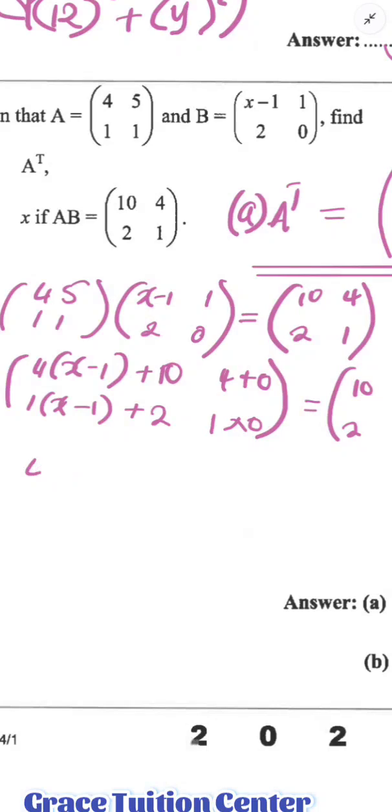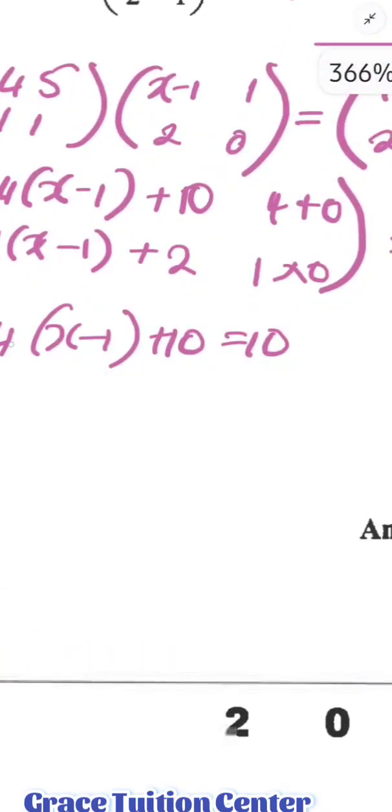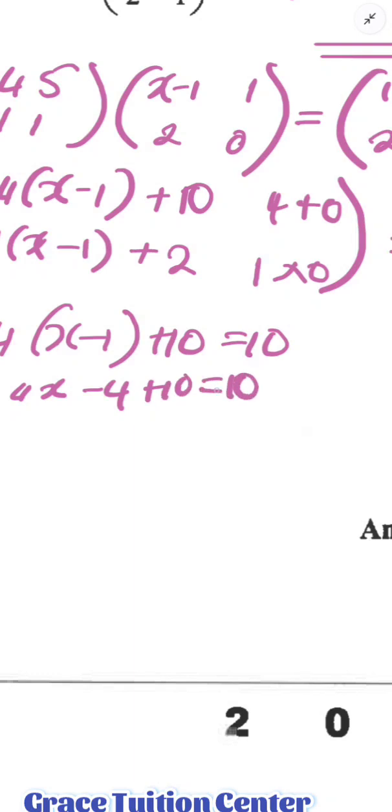Okay, let's just do that. So we have 4(x - 1) + 10 = 10. You see that? Then we can simplify this by distributing. We can distribute here the 4. We will distribute 4 times x is what? 4x, and 4 times negative 1 is negative 4, plus what? 10 is equals to 10.